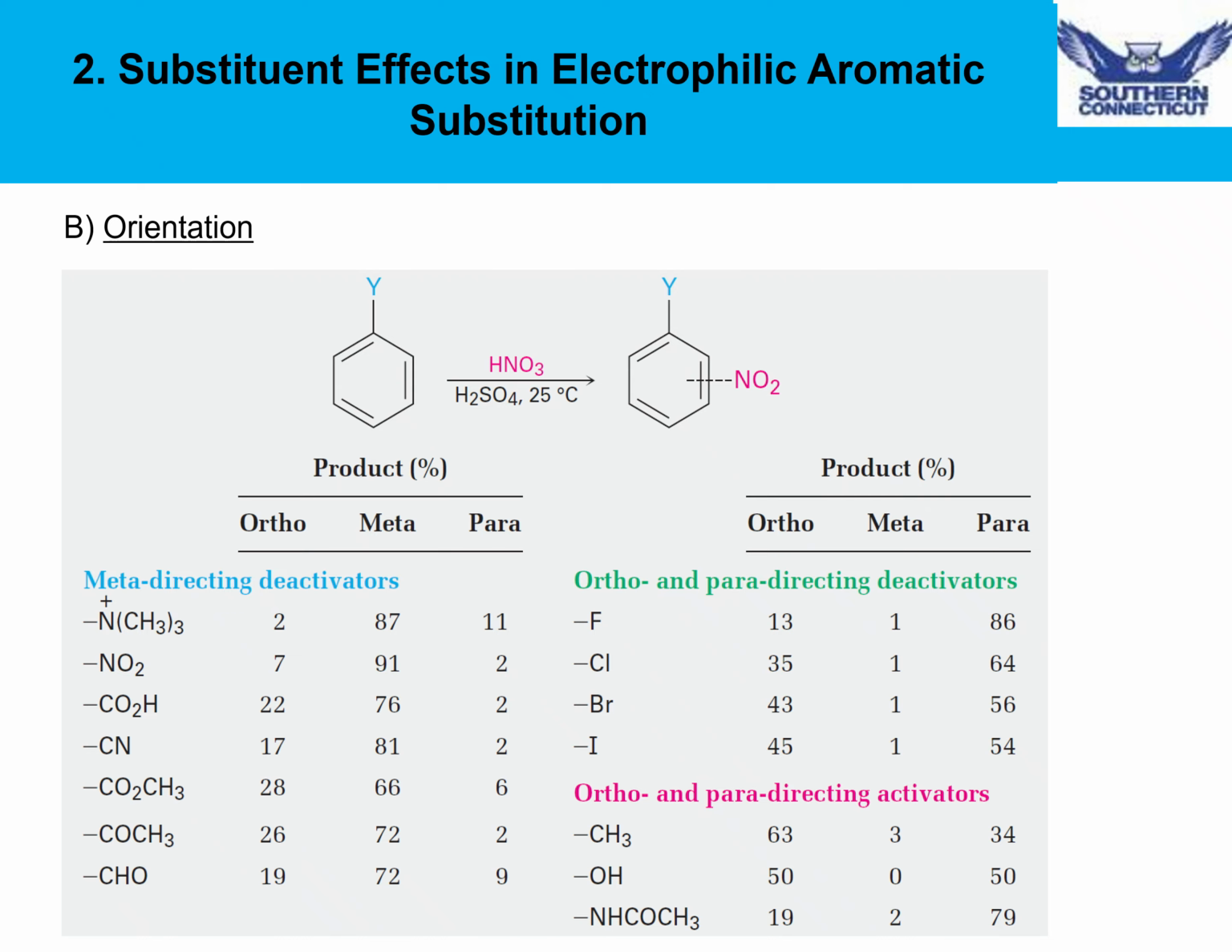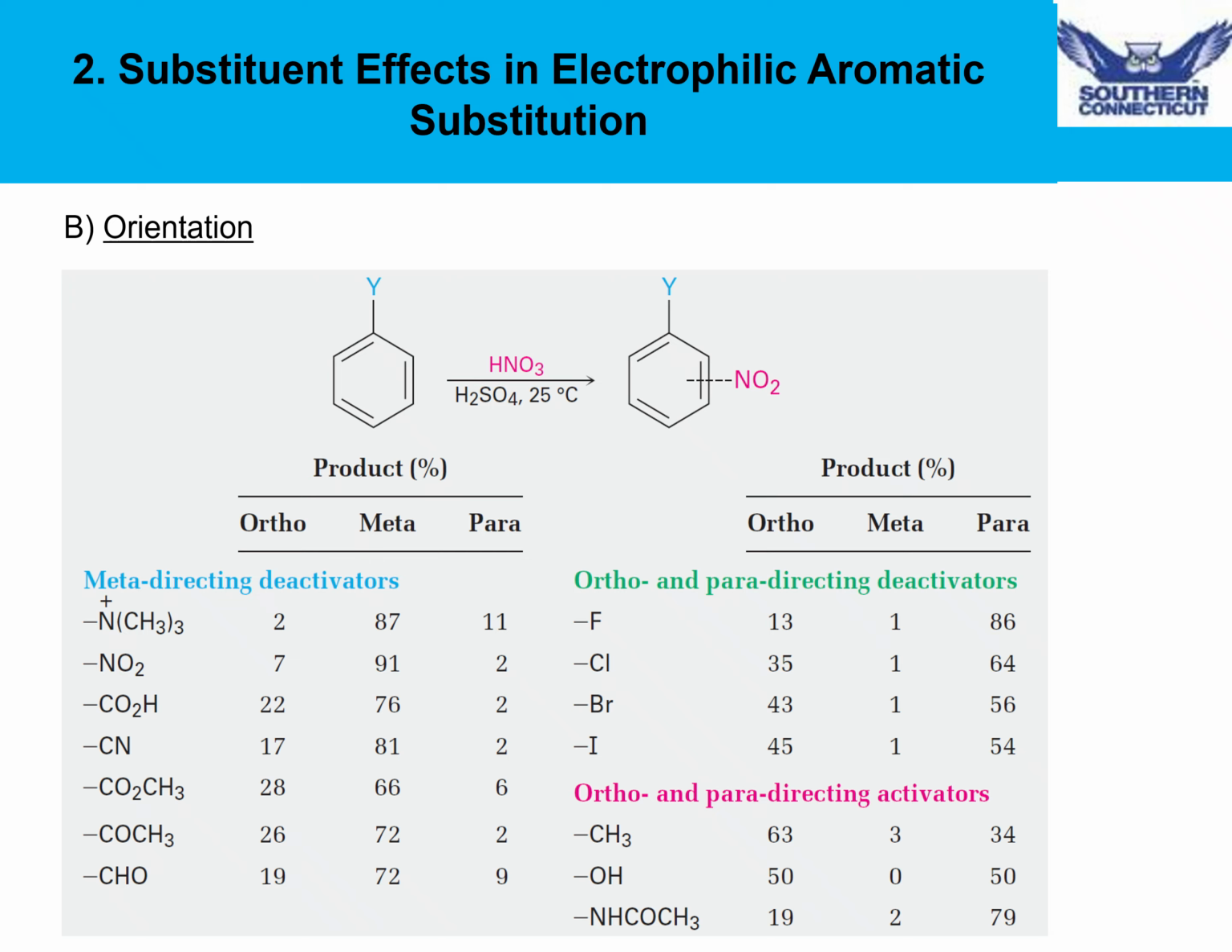Substituents on an aromatic ring not only affect the speed of the reaction, in other words, some of them are considered activating while others are deactivating groups, but they also affect the orientation of a new substituent whenever we do an electrophilic aromatic substitution reaction.